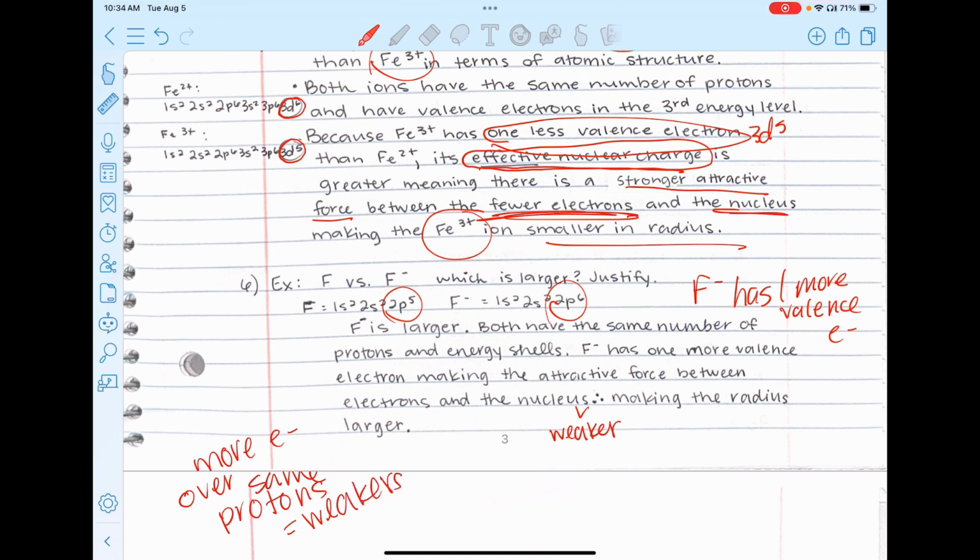That may term it in a way that's easier for you to remember. Weaker force, okay, the weaker the force, the larger the radius. The stronger the force, right? And the smaller the radius.